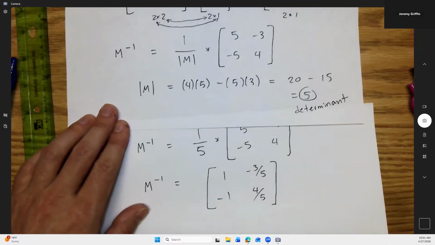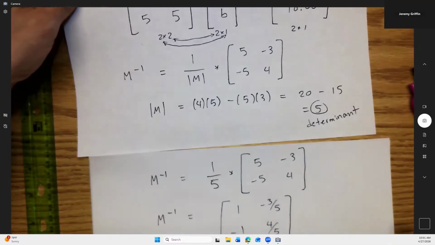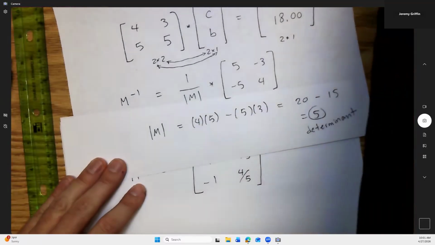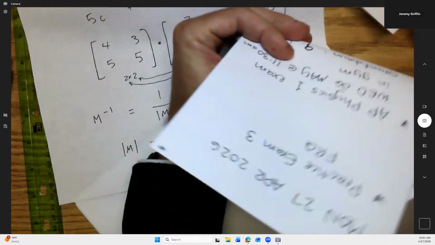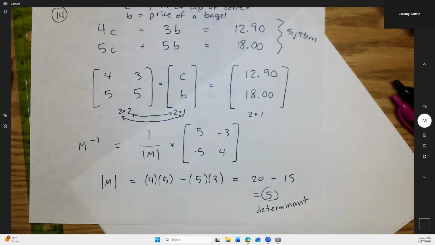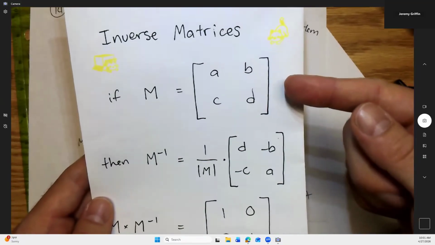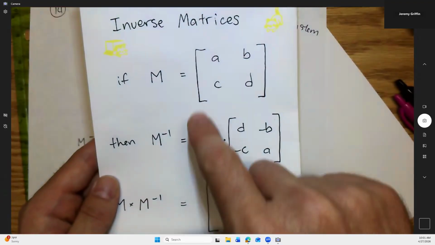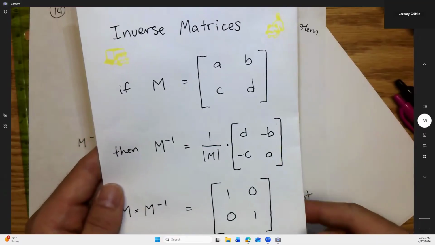All right, next part. The inverse matrix. How to form the inverse is: if you have elements A, B, C, D, the A and the D swap places, the B and the C become negative, and you multiply by 1 over the determinant.